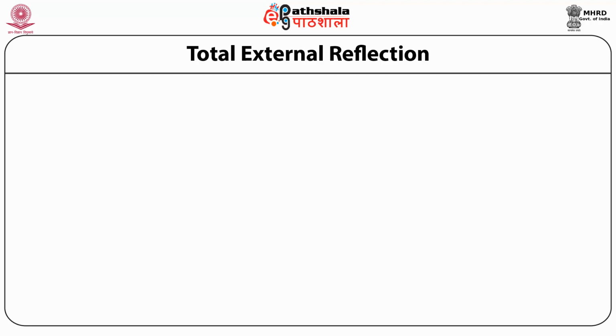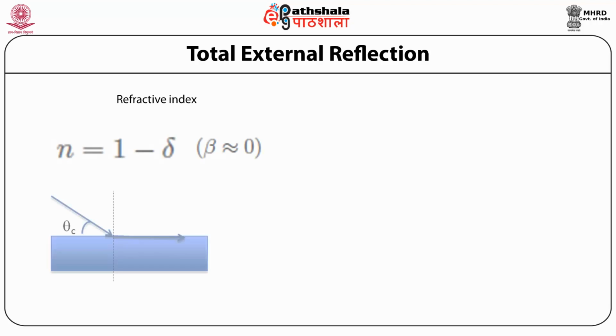On this slide, if we write the real part of the refractive index, which is 1 minus delta, this tells us that the refractive index of a medium is less than 1, which is less than the refractive index of vacuum or air for X-rays. So this is the phenomenon. When this happens, a phenomenon of total external reflection takes place.